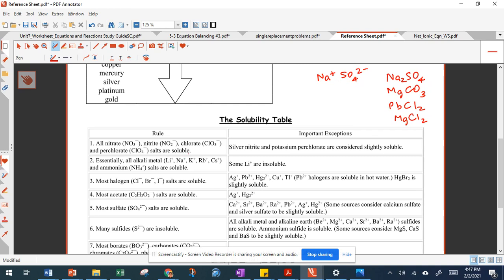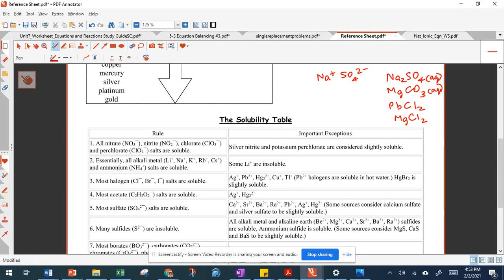So if we look at the first solubility rule, this does not apply. The second one does apply. So it says essentially all alkali metal salts are soluble. We don't have an exception. So this means this is AQ. So don't keep looking until you find a rule for sulfate. If you do, you're going to get your answers wrong. So stop as soon as you find a rule that applies to one of the ions in your compound. Don't keep going.